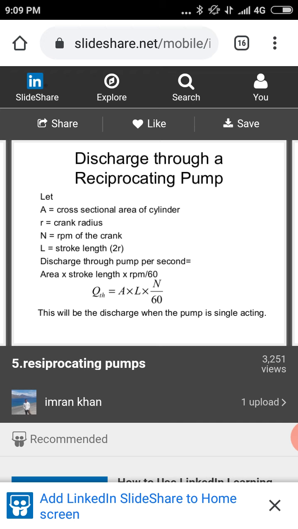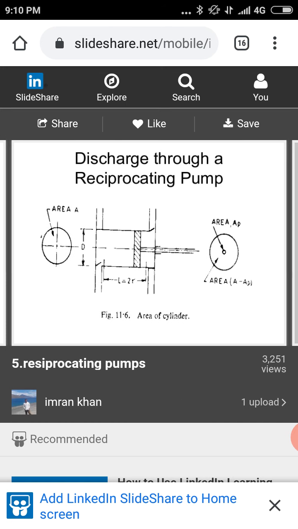Here you can see the problem of the pumps, the discharge through the reciprocating pump. Let A equal the cross-sectional area of the cylinder, R the crank radius, N the RPM of the crank, and L the stroke length, that is 2 into R. Then discharge through the pump per second equals area into stroke length into RPM divided by 60. That is, Q theoretical equals A into L into N divided by 60. This will be the discharge when the pump is single acting.